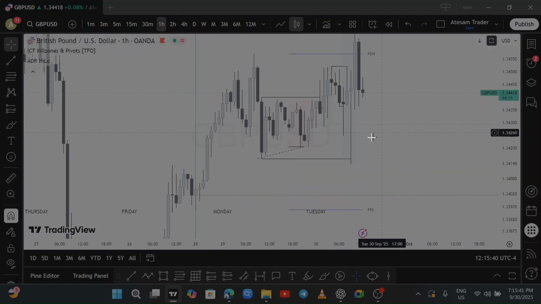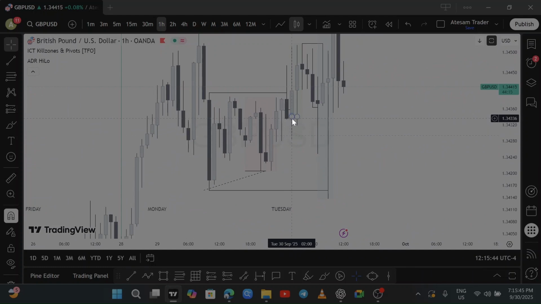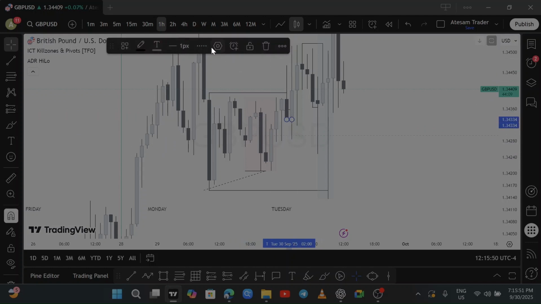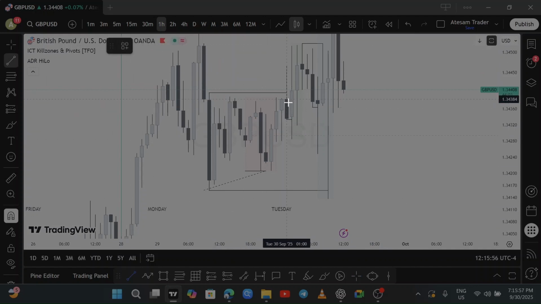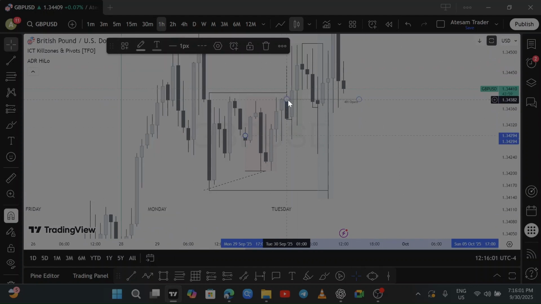When I took the entry, I will show you. Yes, I remember. Here on this candle I took entry. When we failed to push down, we formed the swing point of the 1 a.m. candle. So let me remove this one. We formed the swing point of the 1 a.m. candle. That means this is the 1 a.m. open.